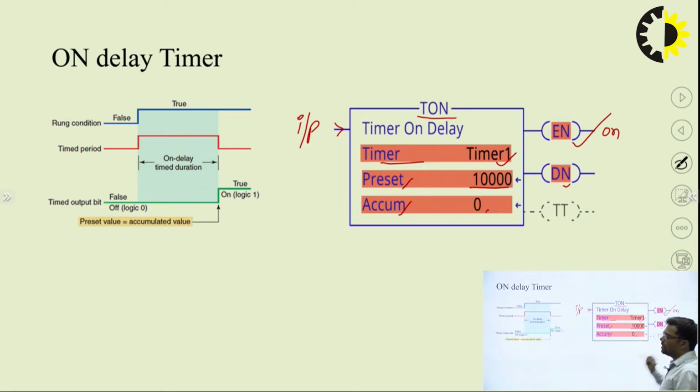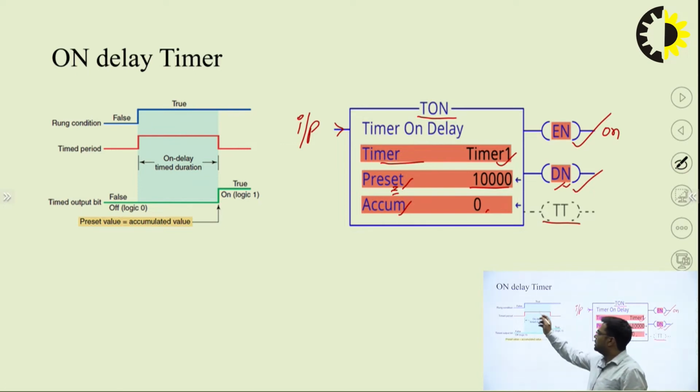The done bit operates when the preset value is equal to or greater than the accumulated value. When this condition is fulfilled, the done bit will be on, otherwise it will be off, and the output will not be processed. And what is the role of TT? TT stands for timer timing. The TT bit is on while the timer is timing, and when the done bit turns on, the TT bit turns off.